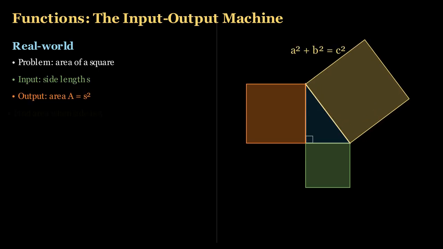The domain here is all positive side lengths. A negative side doesn't make sense for a real floor. The range is all positive areas. Same function, same graph, just a real-world lens.